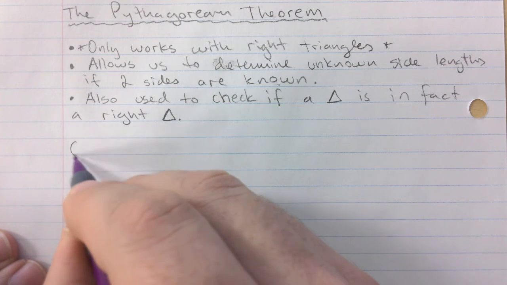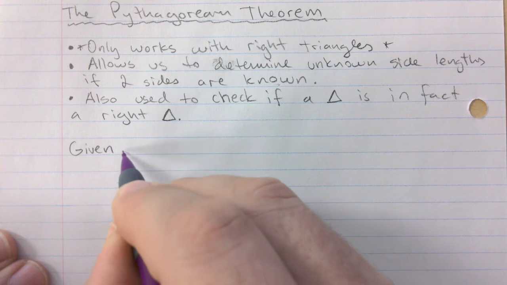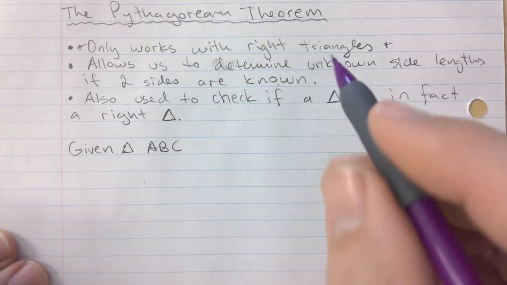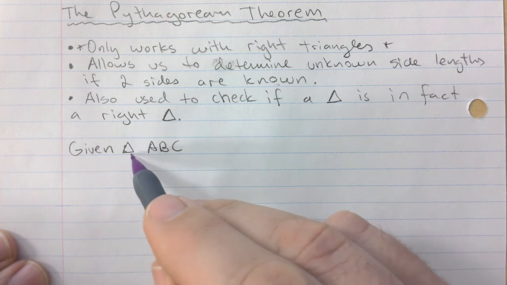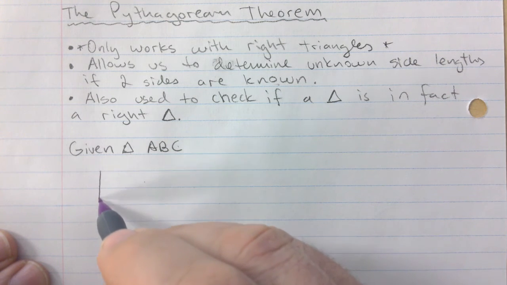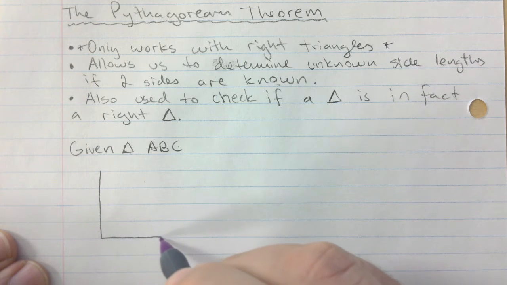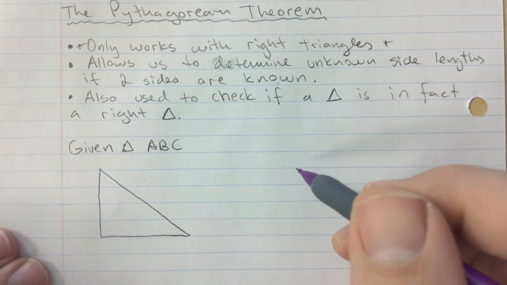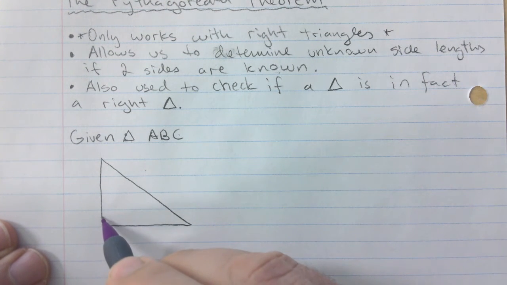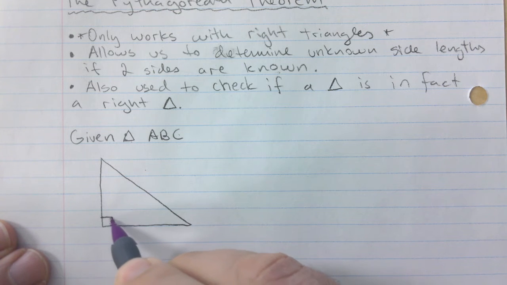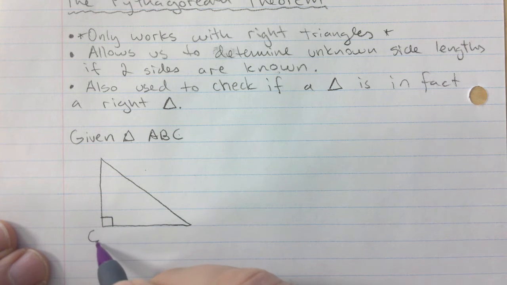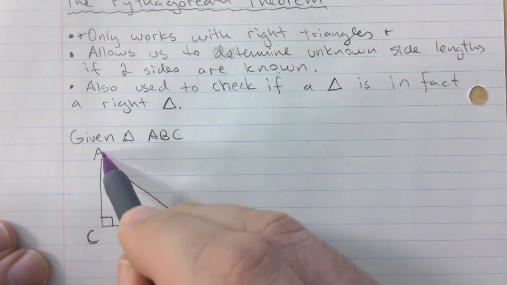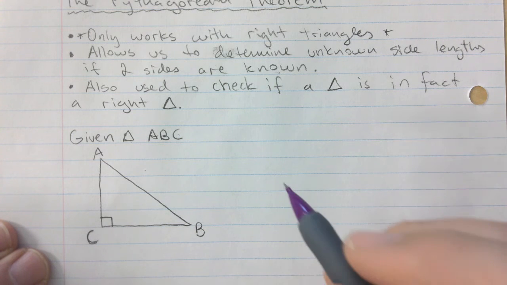So here it is. Given triangle ABC, and when you do that, ABC, it's just the corners. So draw a right triangle like this. We will make sure C is here. A and B, it doesn't matter to me. If you want to put A up here, B up there, that's completely fine.